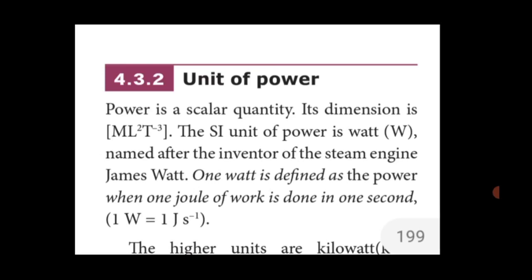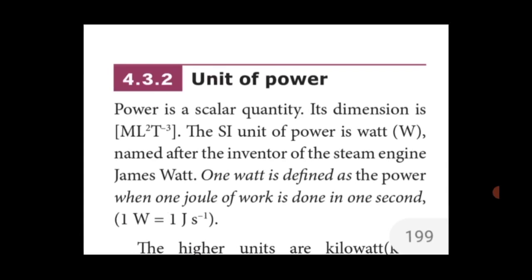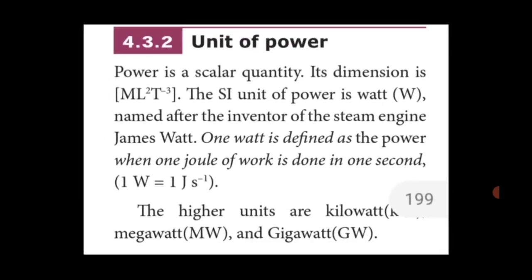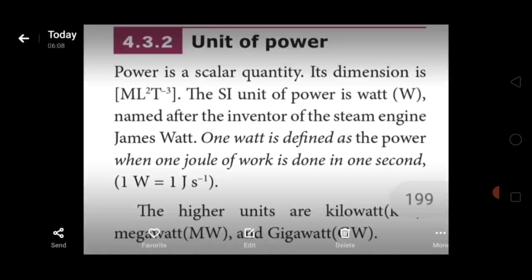So 1 watt is defined as the power when 1 joule of work is done in 1 second, because P is equal to W by T. So 1 joule of work has to be done in 1 second. That is 1 watt of power. So the higher units are kilowatts, megawatts and also gigawatts.